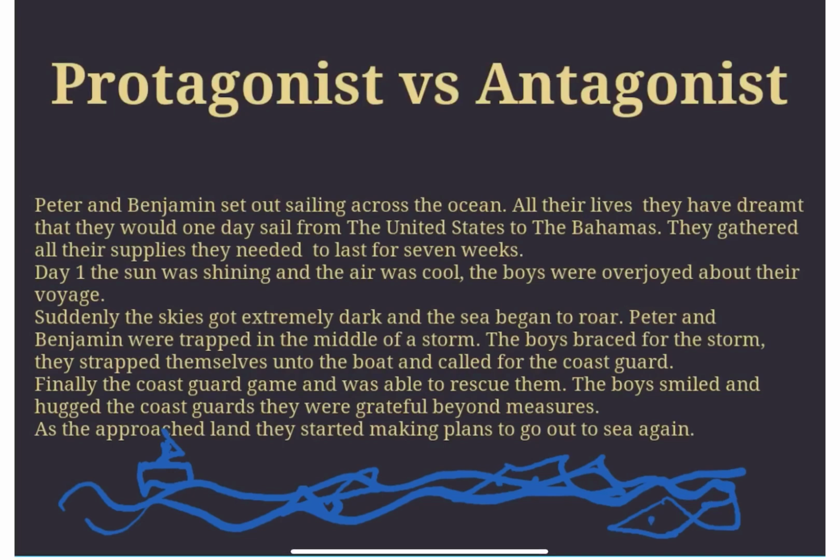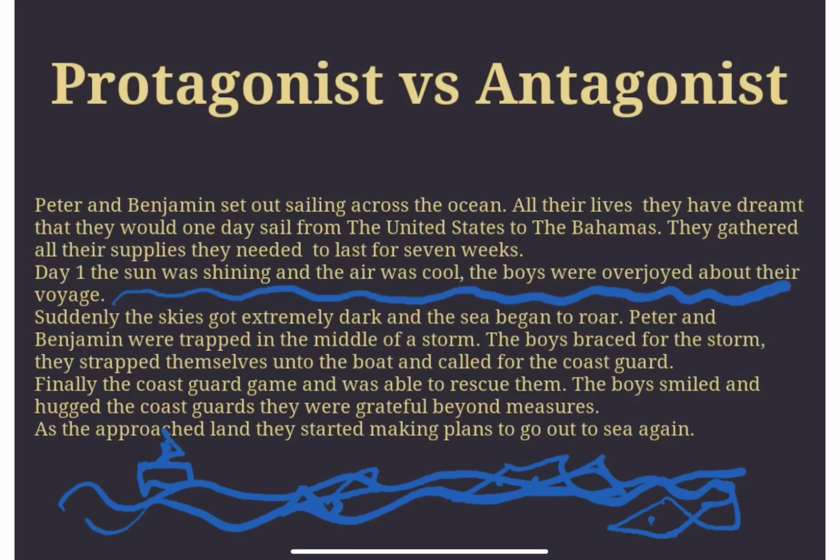Peter and Benjamin set out sailing across the ocean. All their lives, they have dreamt that they would one day sail from the United States to the Bahamas. They gathered all the supplies they needed to last for 7 days. Day one, the sun was shining and the air was cool. The boys were overjoyed about their voyage. Suddenly, the skies got dark and the sea began to roar. Peter and Benjamin were trapped in the middle of a storm.